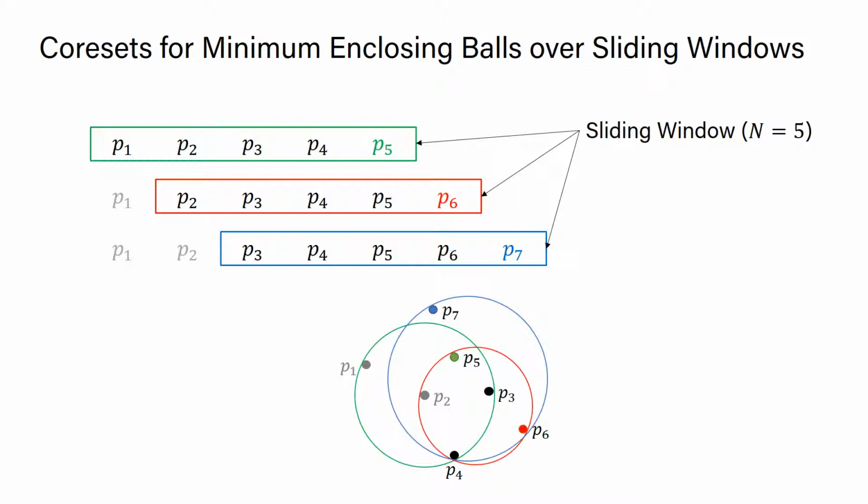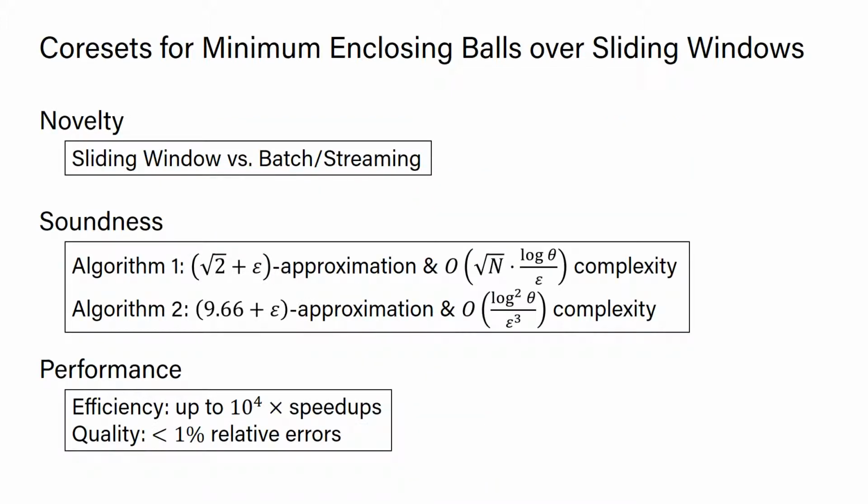So, we study the problem of coreset maintenance over the sliding window that is continuously updated in a data stream. Specifically, given a window size n, we always maintain a coreset for MEB with respect to the latest n points in the stream. We propose the first algorithms to maintain coresets for MEB in the sliding window model. Our algorithms are theoretically sound since they can guarantee constant approximation ratios with sublinear complexities.